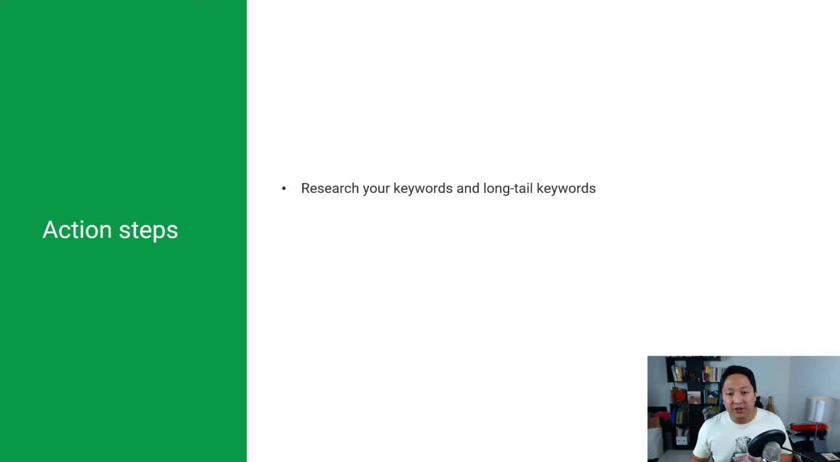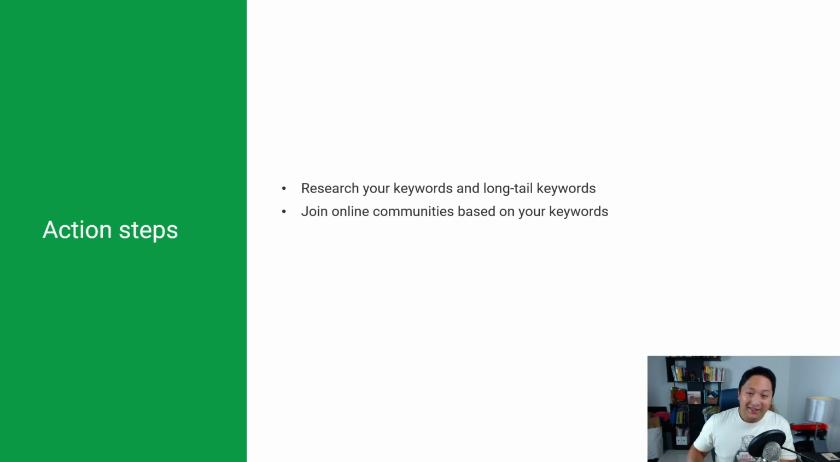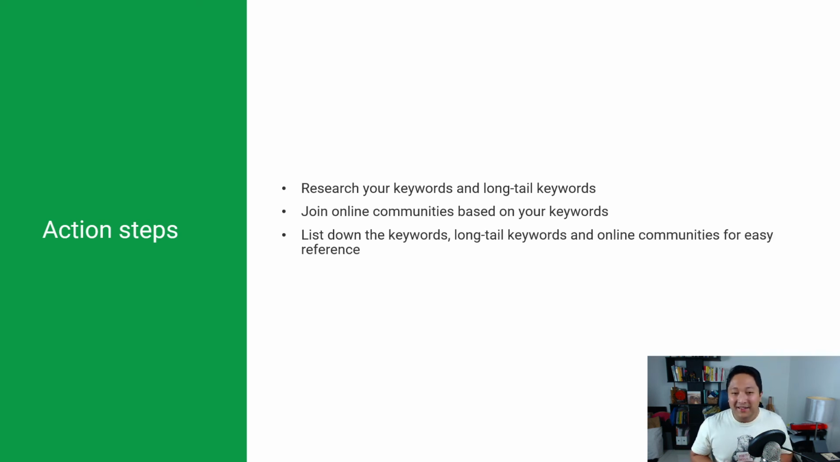So your action steps will be to research your keywords and your longer tail keywords. You should join these online communities, and you'll understand why I ask you to do this in the next video. But these are all the online communities that are based on your keywords. So don't join just random ones unless you have nothing else to do. Next one will be to list down those keywords, those long tail keywords, so that you can also keep track for your own easy reference.